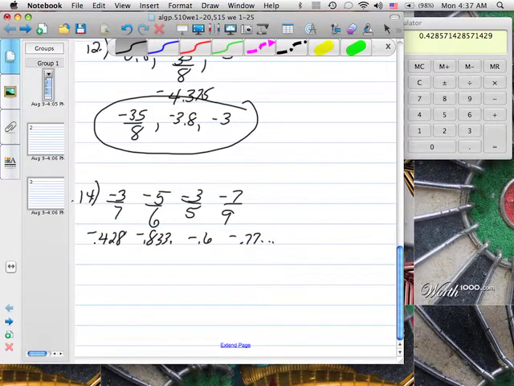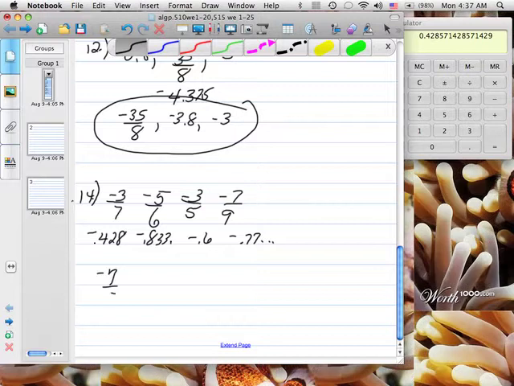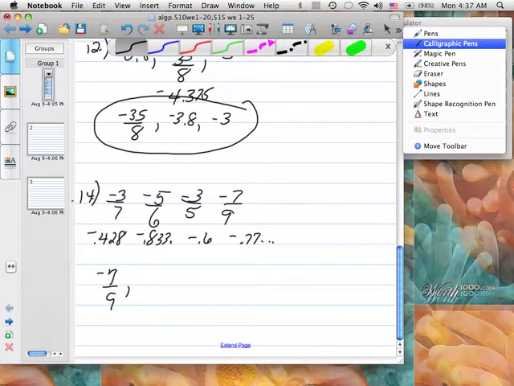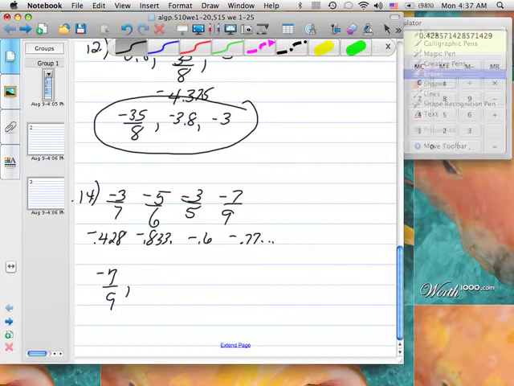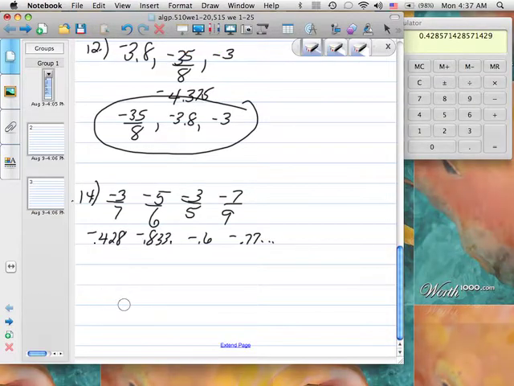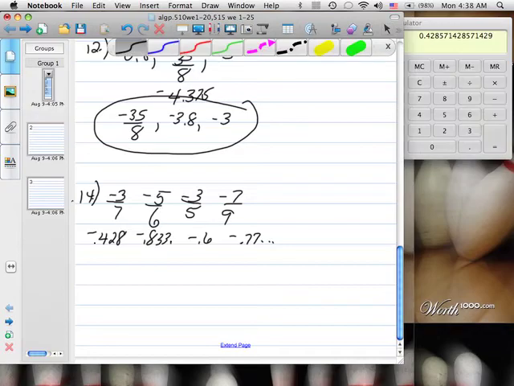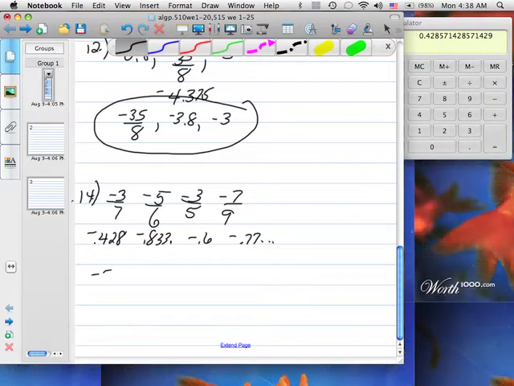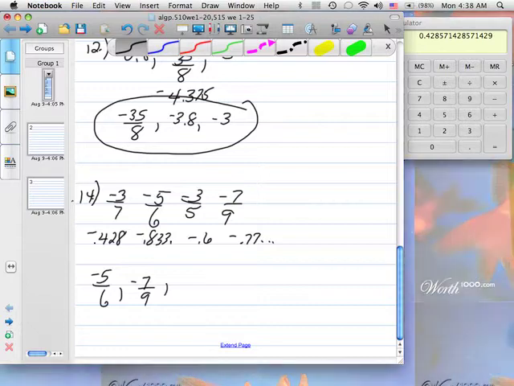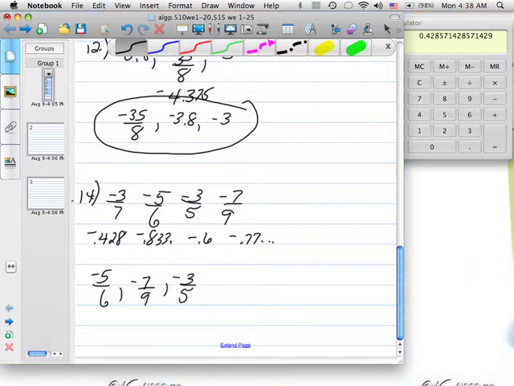So the smallest would have to be the negative 5/6. It's the farthest from 0. Excuse me, wrong again. Then the negative 7/9, the negative 3/5, and the largest number is the negative 3/7.